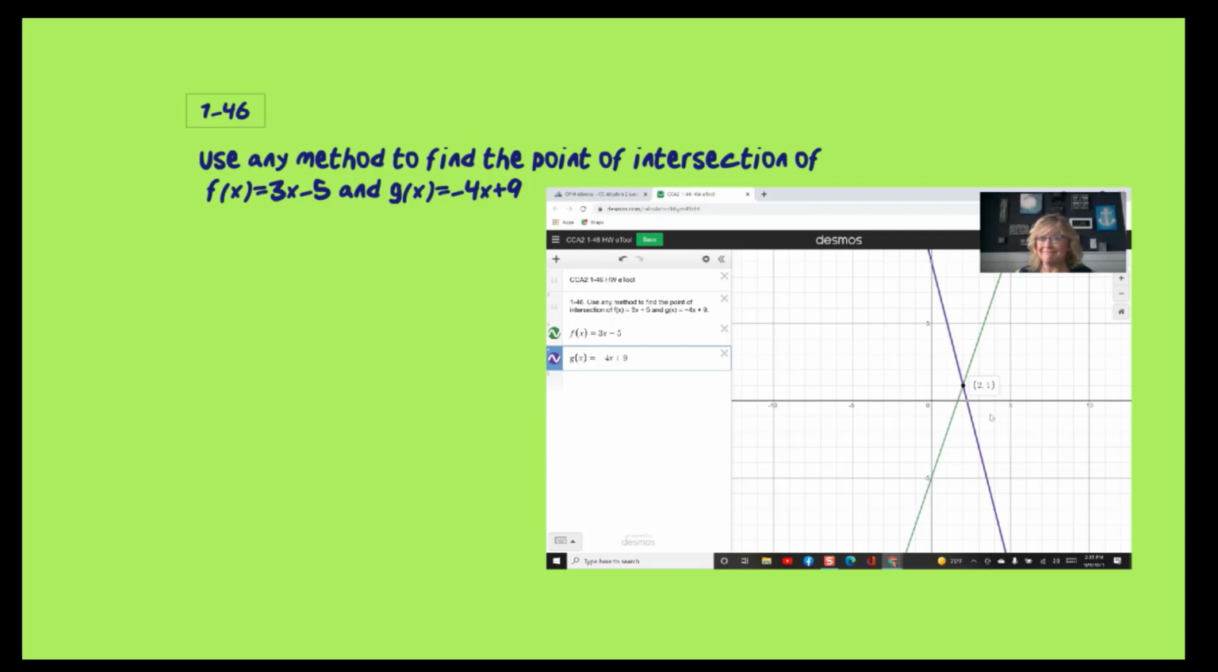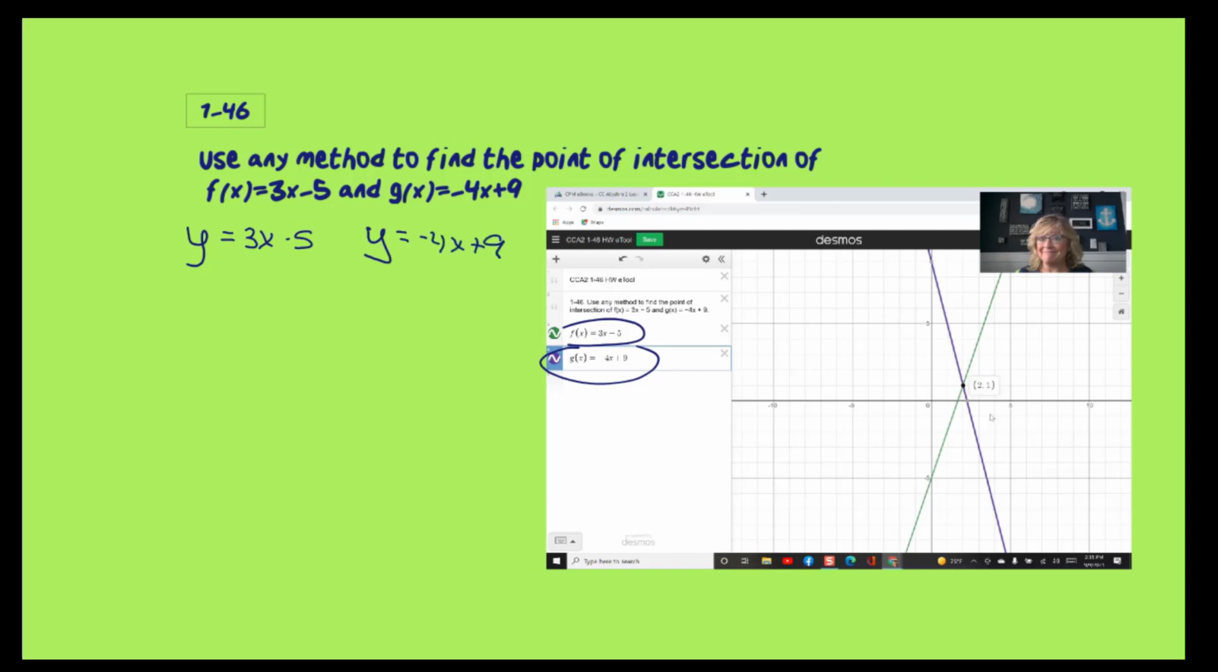Okay, so on this particular thing, you just saw that we graphed them both, and we left them as f of x and g of x. But we're going to change those so that they're equal to each other. y equals 3x minus 5, and then y equals negative 4x plus 9.